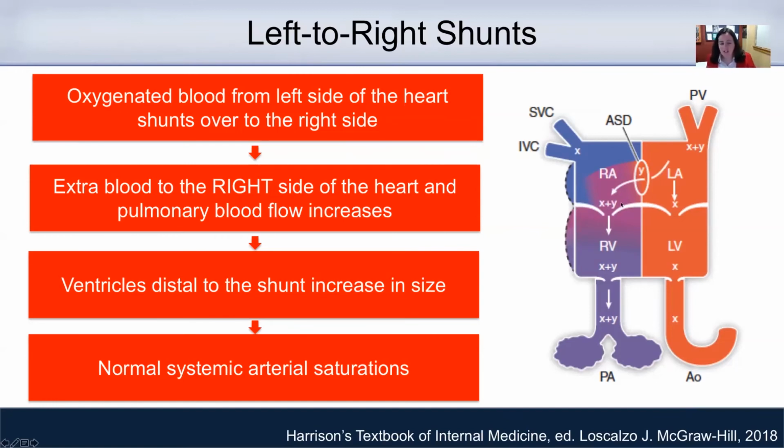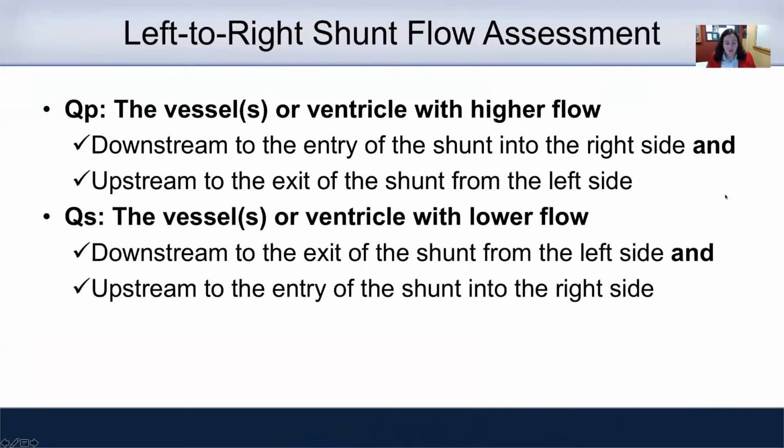So the classic teaching is that the ventricles will dilate distal to the shunt. These patients almost always have normal systemic arterial saturations. But many times it's a question when you diagnose an adult with an ASD, what is the hemodynamic significance of it and should it be closed? So it's here that we use cardiac MRI to calculate a left to right flow assessment, or a QP to QS. Now, just to review, what is the QP?